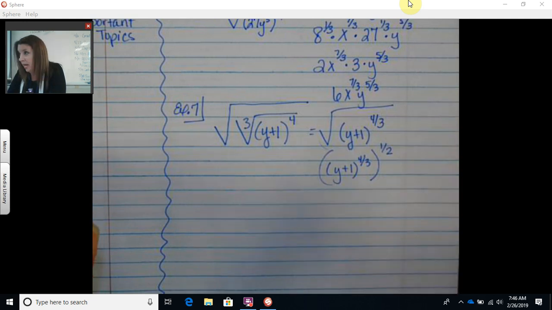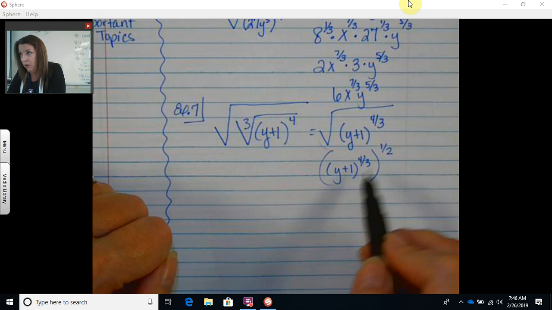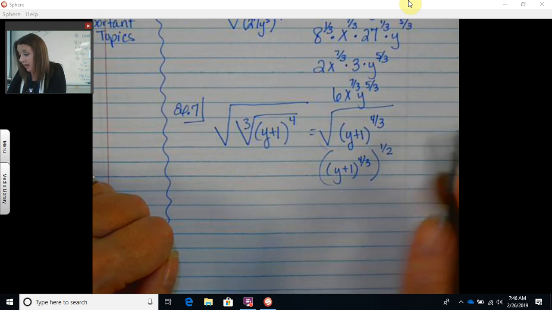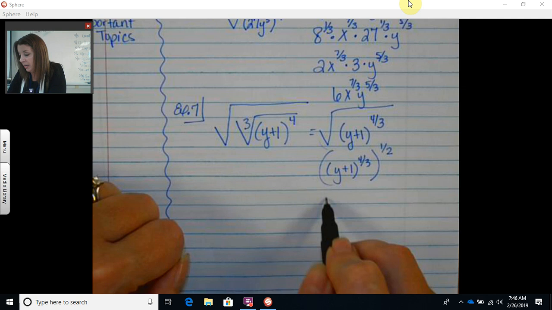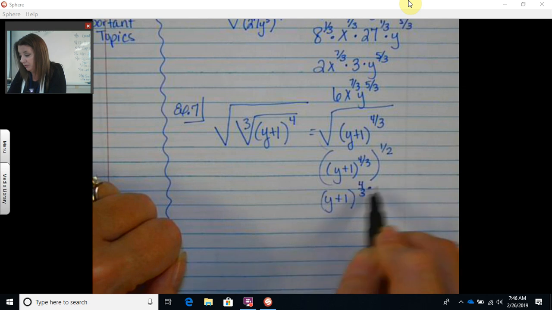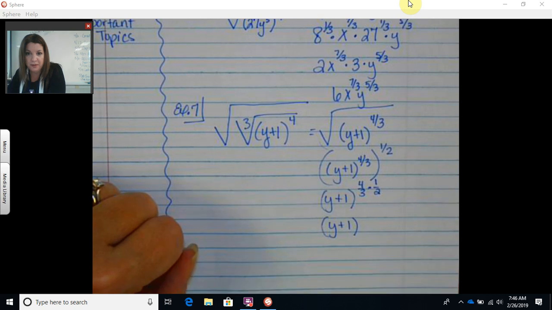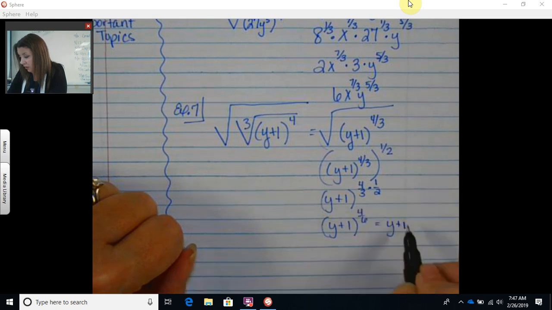So now we have a power to a power. Our base has a power, which has a power. So we know when that happens, we keep the base and do what to the exponents? Multiply. 4/3 times 1/2. So that's easy. Remember, when you multiply fractions, you multiply numerator times numerator, denominator times denominator. So that would be 4/6, which reduces to 2/3.